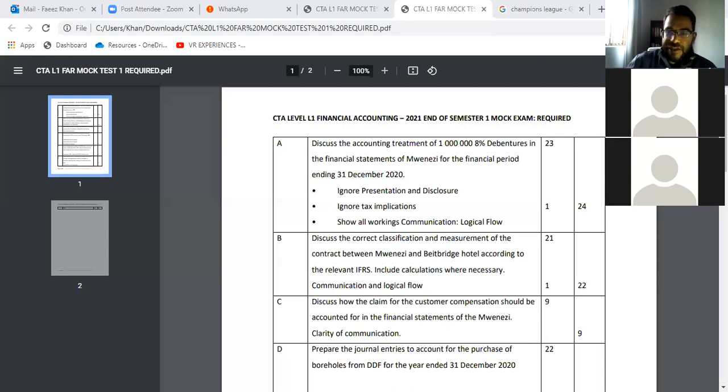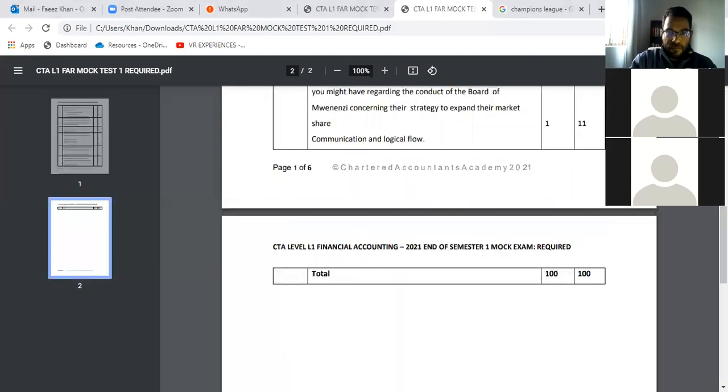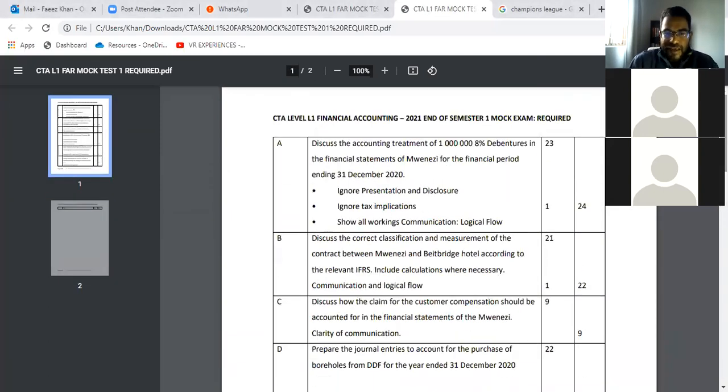So let's read through the various requirements and we'll go from A down, because we're going to cover the entire scenario. We'll do A today, and then go through the others as we go along. Number A: discuss the accounting treatment of 1,000,000 8% debentures in the financial statements of Wenezi for the financial period ended 31 December 2020. Ignore presentation and disclosure, ignore tax implications, show all workings, communication, logical flow.